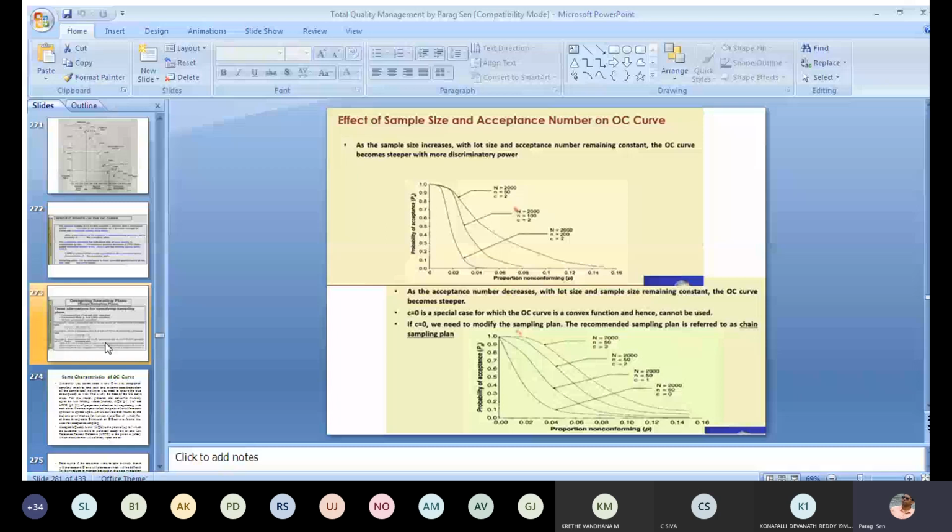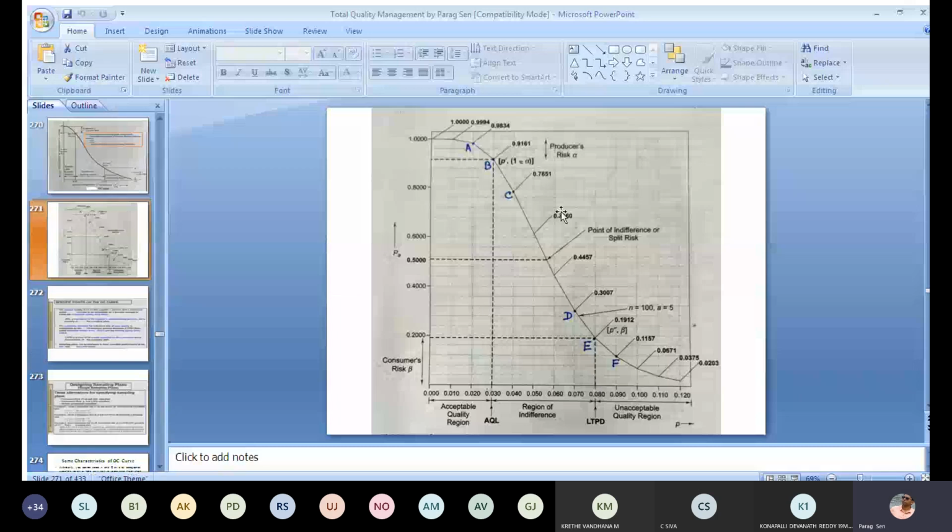So accordingly, you will have the producer's risk and the consumer's risk that will also change depending upon the nature of the operating characteristics curve. So it basically depends on two things. One is the proportion defective and another is the nature of the operating characteristics curve. Producer's risk and consumer's risk will depend upon these two things.